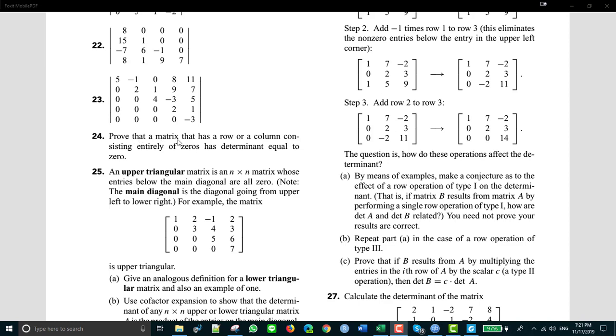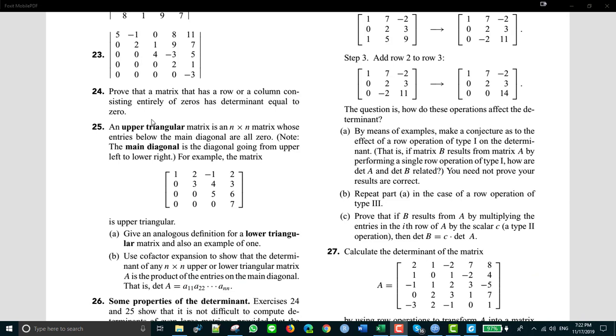So here's a fairly obvious example. It says, prove that a matrix that has a row or a column consisting entirely of zeros has a determinant equal to 0. Well, suppose this entire column was 0, then we take 0 times the determinant of this matrix, and then 0 times the determinant of the other matrix. It's all going to be 0. But we also said that you don't have to just work with the top row for the cofactor expansion. You could use any row or any column.